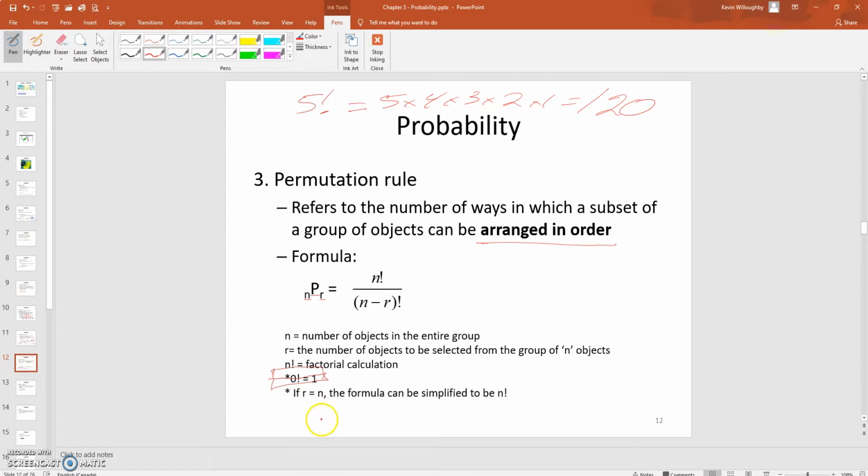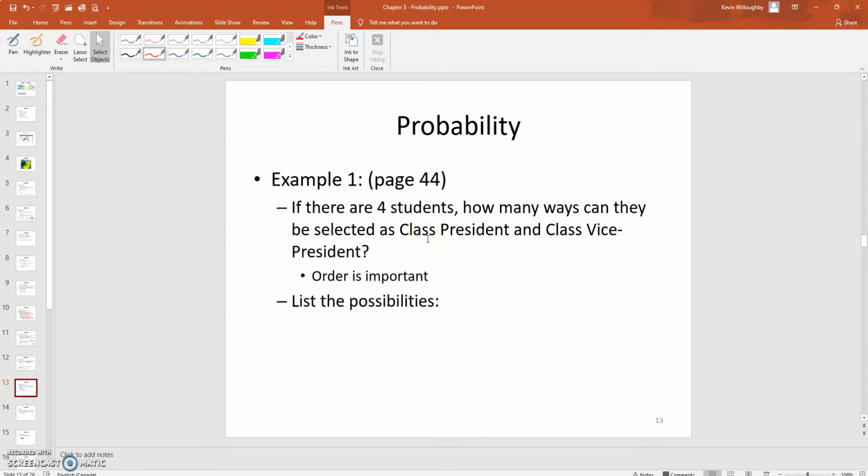So if r does equal n, the formula can be simplified to n factorial. So a permutation is we're taking a small number of things from a larger number of things. So n will always be equal to the total number, and r equals the number of objects we are selecting. So let's look at an example. This example is on page 44. There are 4 students. How many ways can they be selected as class president and class vice president? So obviously order is important because it's saying something about the order or the preference.